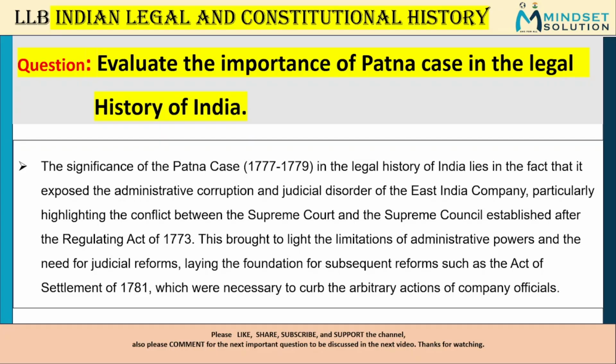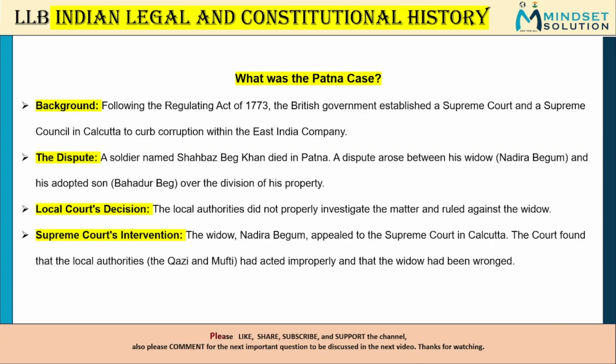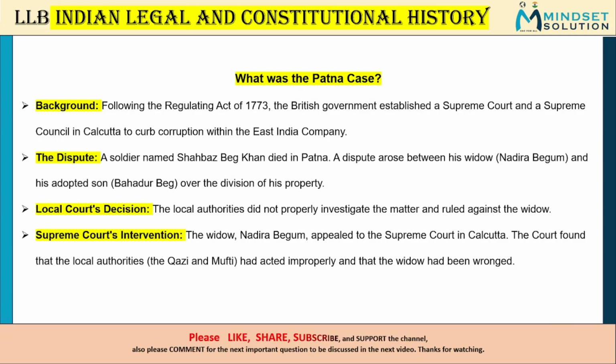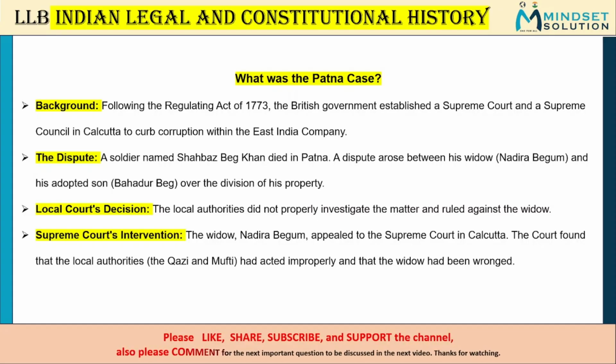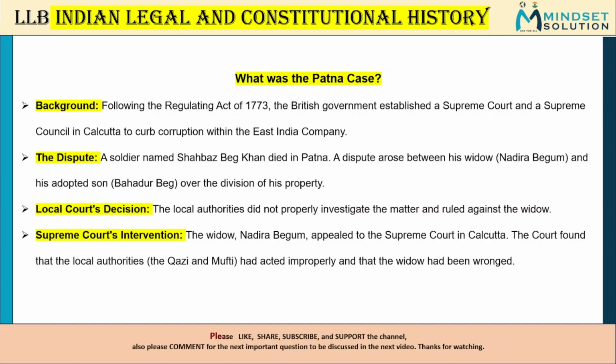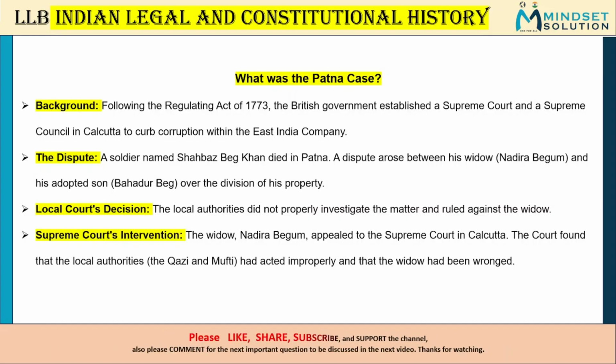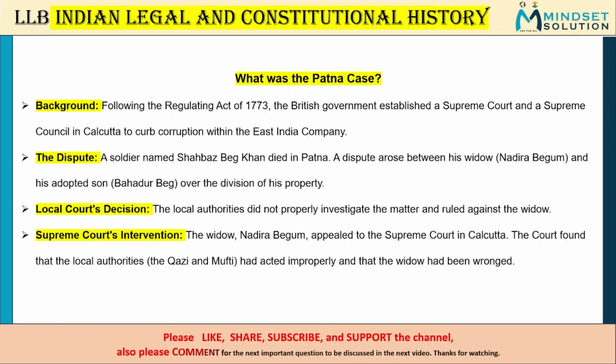So we are going to the next slide. We will be discussing what the Patna case was, its background, dispute, local court decision, and Supreme Court intervention. So the first point is background. Following the Regulating Act of 1773, the British government established a Supreme Court and Supreme Council in Calcutta to curb the corruption within the East India Company.